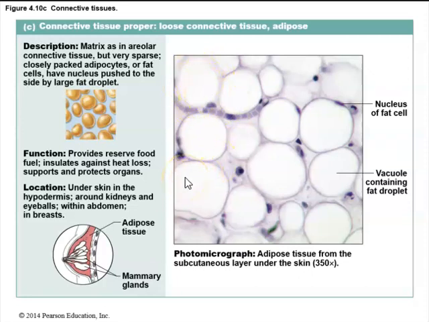Again, our adipose tissue provides reserve food fuel. In cases of starvation, our body will turn to our fat stores to provide us with energy when we don't have food as a ready source. It also insulates us against heat loss, and supports and protects organs. We can find our adipose tissue under the skin, in the hypodermis, around organs such as the kidneys, around the eyeballs, within the abdomen, and in the breasts.